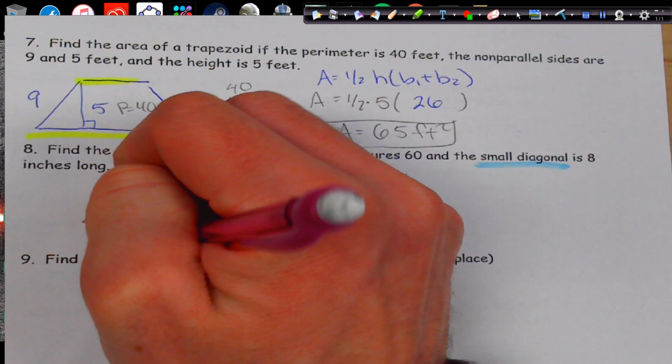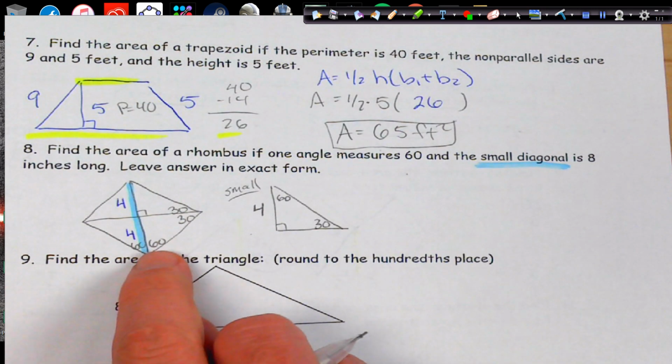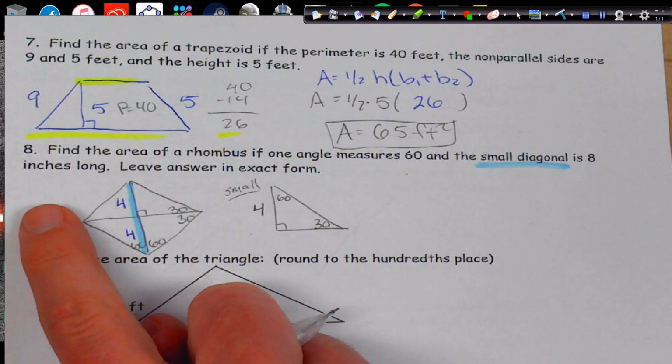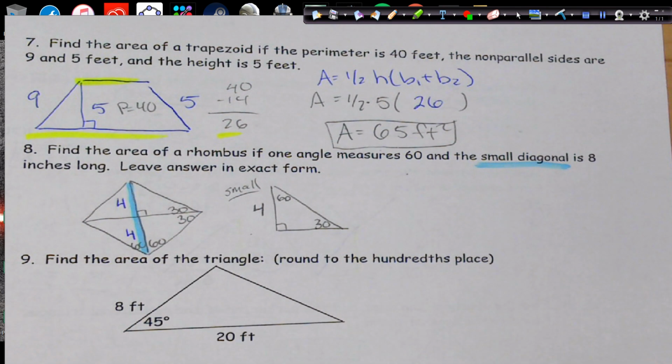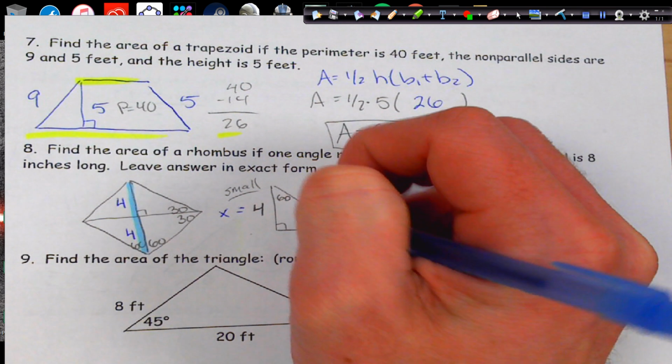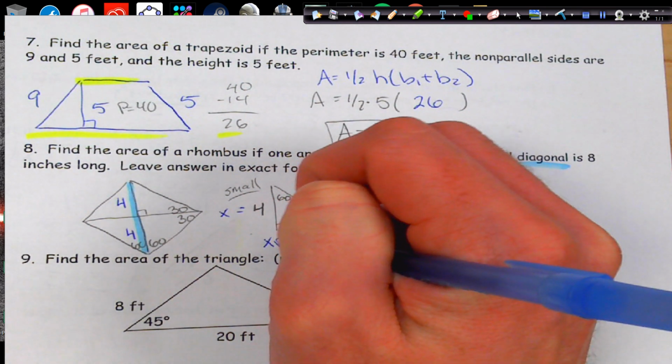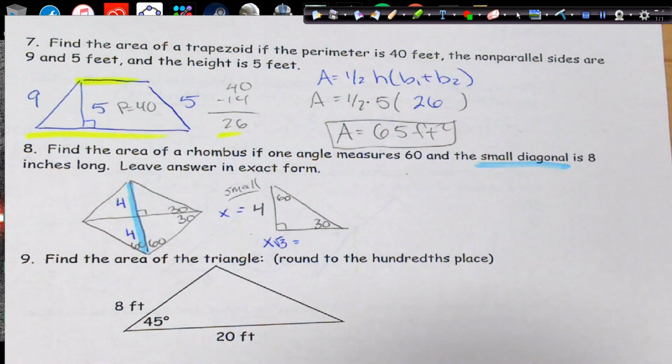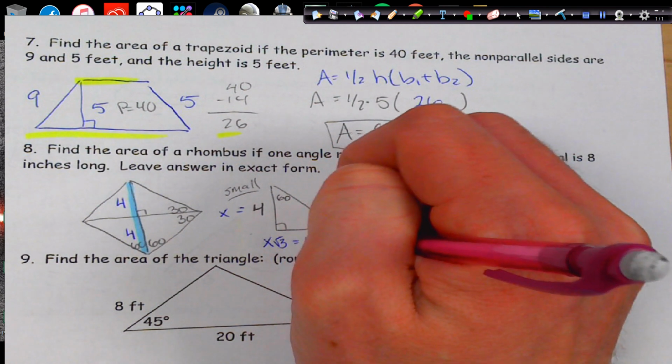When we have 60 and 60 over here, that means this is 120. That should be opposite the bigger side. So you got to make sure you set that up right. Across from the 30 is x, and then this is going to be x rad 3. Which, since x is 4, we're going to get 4 rad 3.